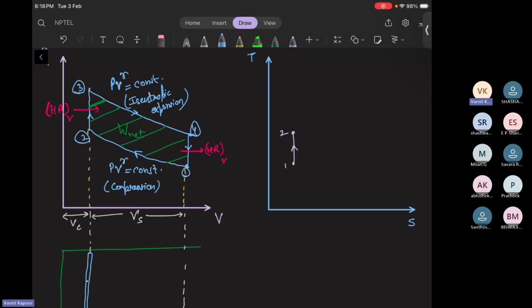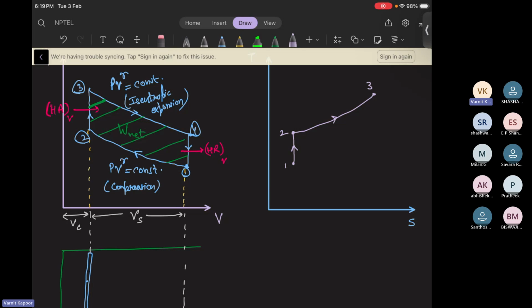Next, 2 to 3 is your heat addition at constant volume. Whenever you are doing heat addition at constant volume, temperature is going to rise when you are providing heat to the system. But how will the slope be? Let us first draw the process 2 to 3. So temperature has increased. Whenever you are adding heat into a system, entropy is also going to increase. So 2 to 3, but we don't know what the slope will be. So let us identify.